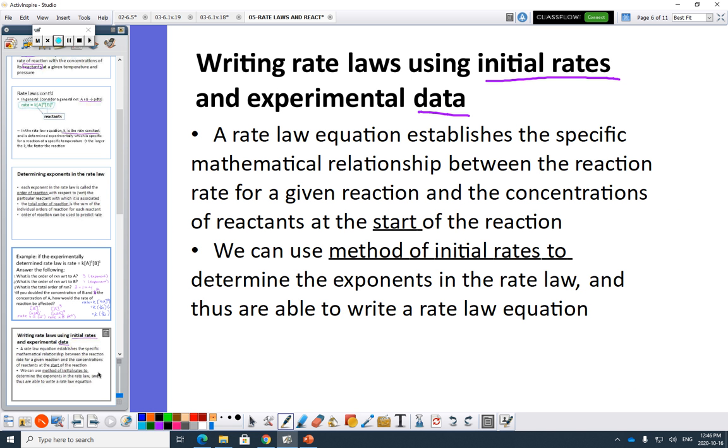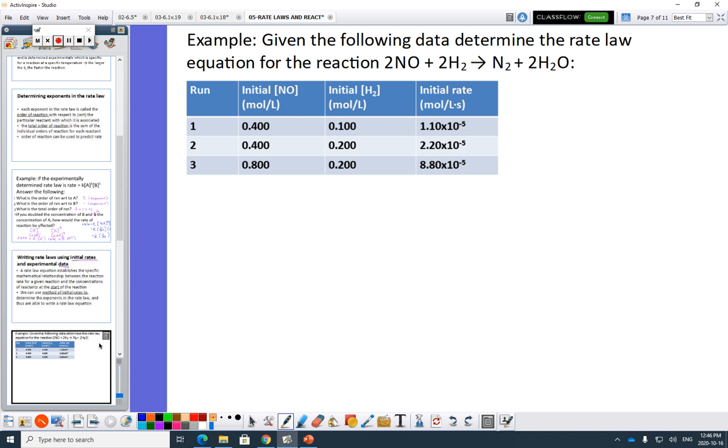Okay, so how do you find the rate law? We can use experimental data to find the mathematical relationship. The good news is when you have to do this, you have to be given the data. So it looks very unique. You have to be given a chart with data in it.